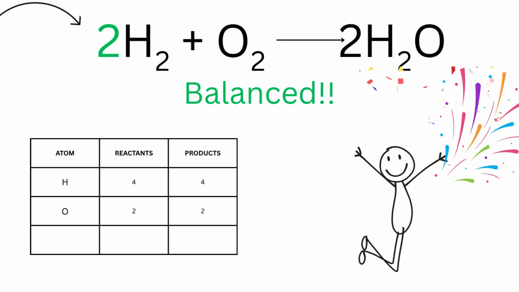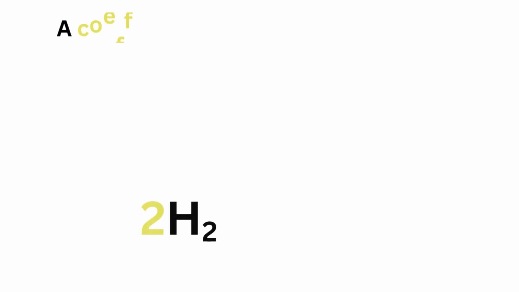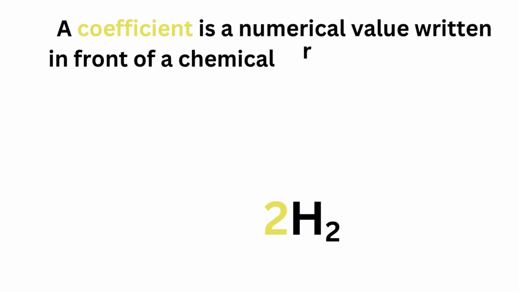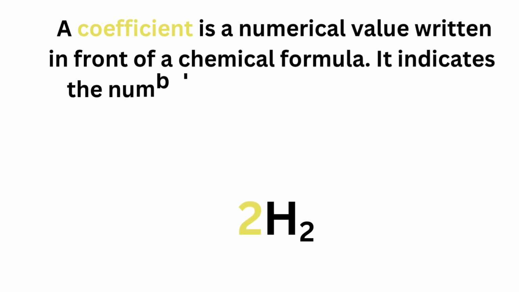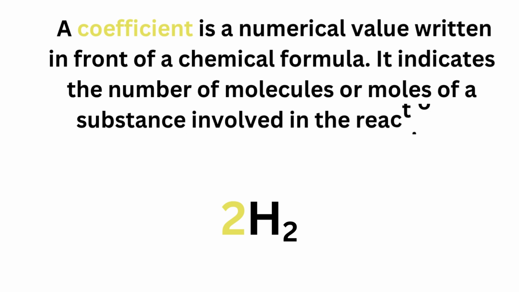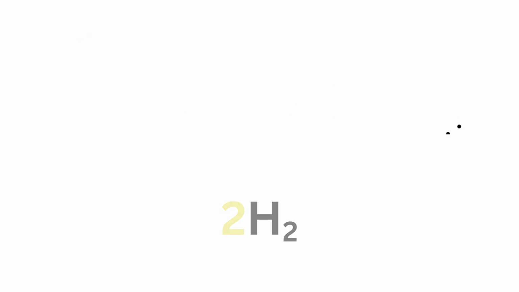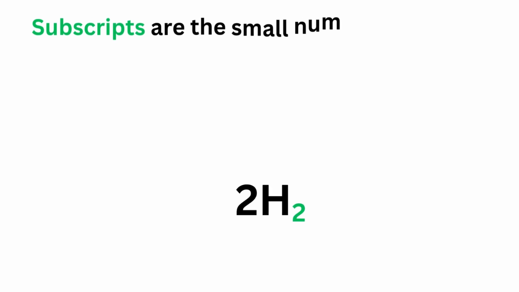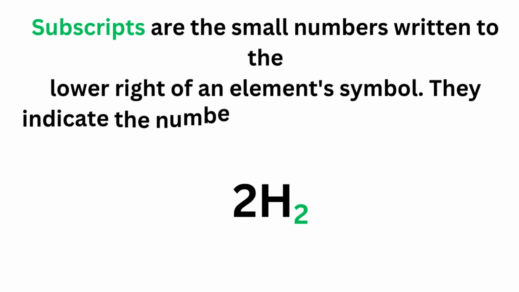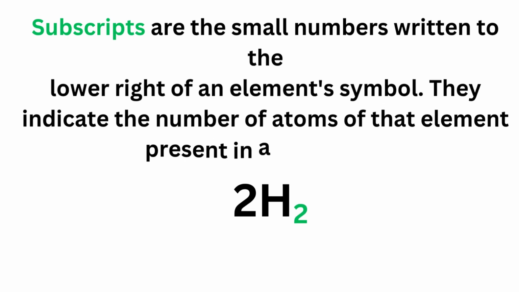You might be asking yourself, what is a coefficient and what is a subscript? A coefficient in terms of chemical equations is a whole number multiplier placed in front of a chemical formula to indicate the relative number of molecules of that substance involved in the reaction, whereas a subscript in terms of chemical equations is a number written below and to the right of an element symbol to indicate the number of atoms of that element within a molecule.